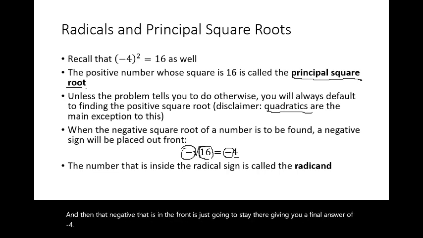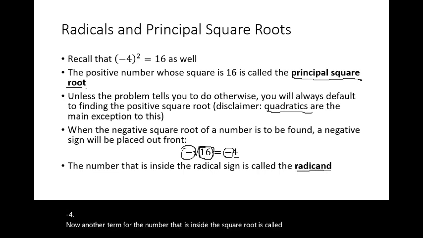Now, another term for the number that is inside the square root is called the radicand. So 16 there is also called the radicand.